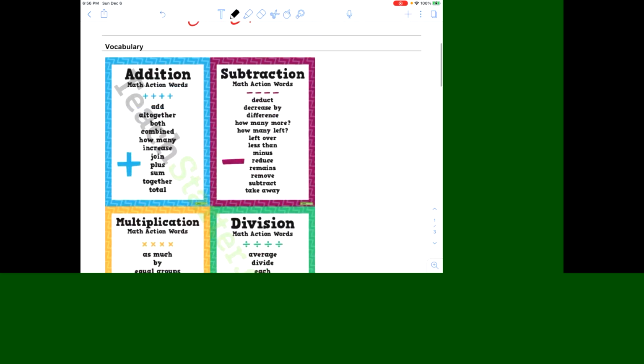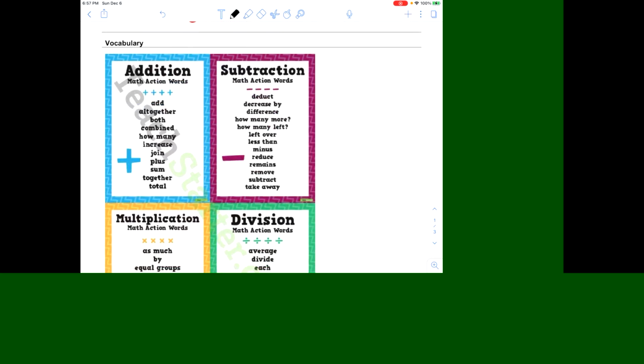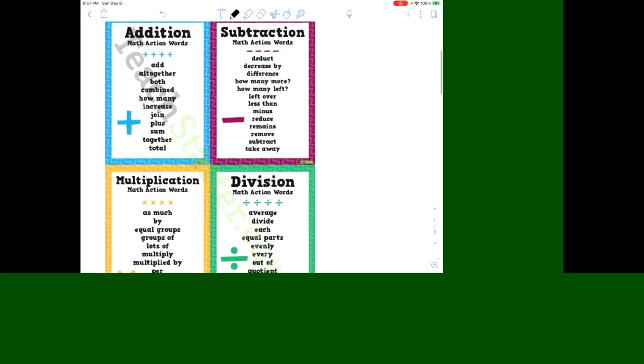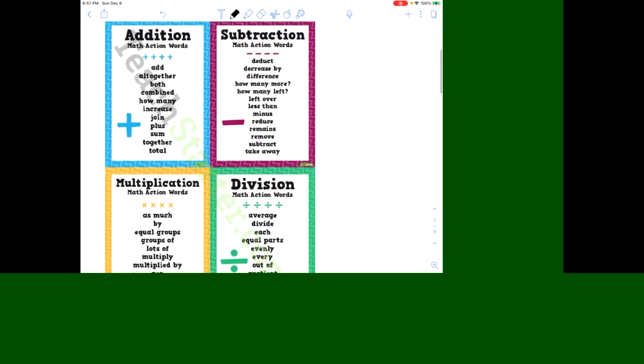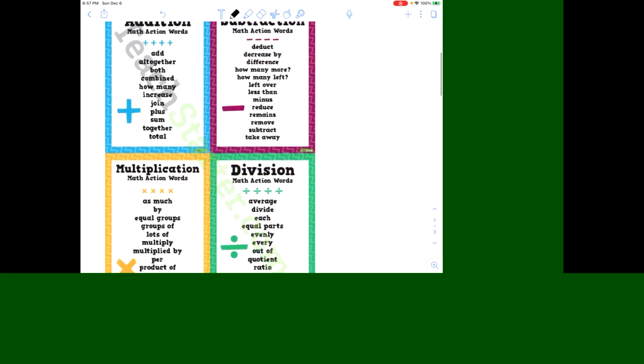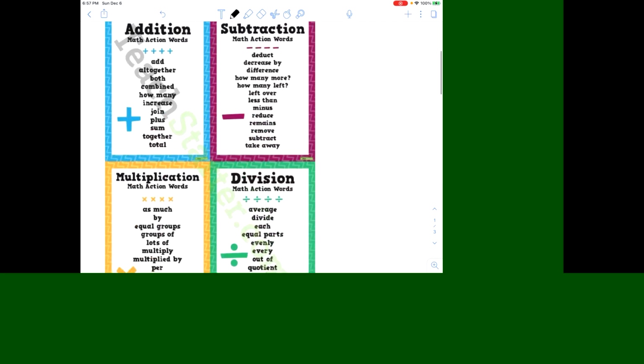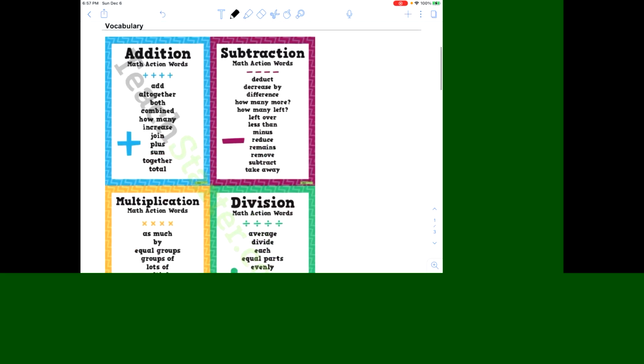So for our vocabulary today, we have this nice little chart. What this chart is here for is this is going to give us words that help us for when a problem is addition, when it's a subtraction, when it's multiplication, and when it's division. So addition words could include things like add, altogether, both, combined, how many, increase, join, plus, sum, together, total. Subtraction words could include deduct, decrease, difference, how many more, how many left.